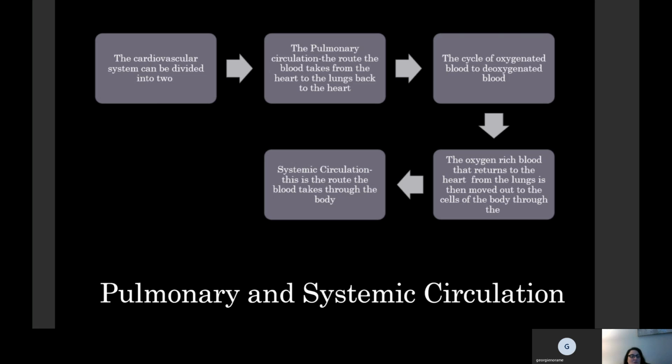The pulmonary, our lungs and our heart, they're best friends. They work in beautiful harmony together, and we want that. Our cardiovascular system can be divided into the pulmonary circulation, and this is the part that we're talking about, the route that takes blood from the heart to the lungs and back to the heart. That's the process all right there up at the heart.